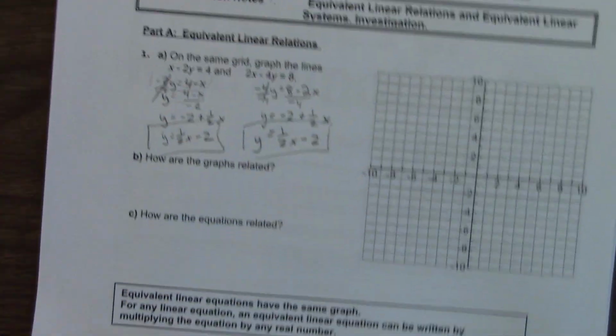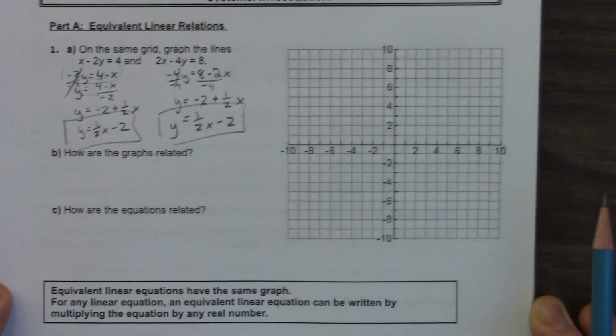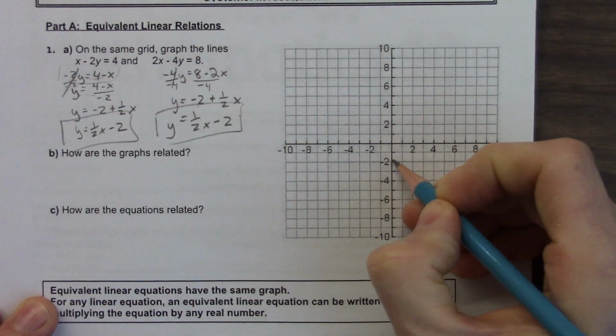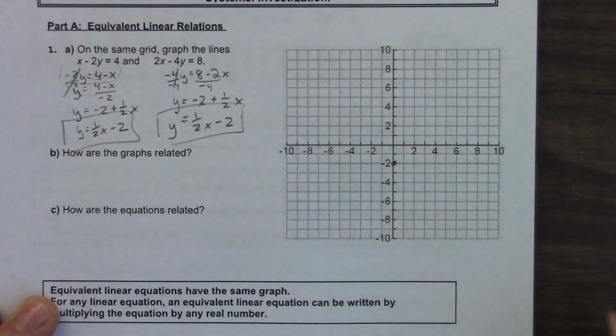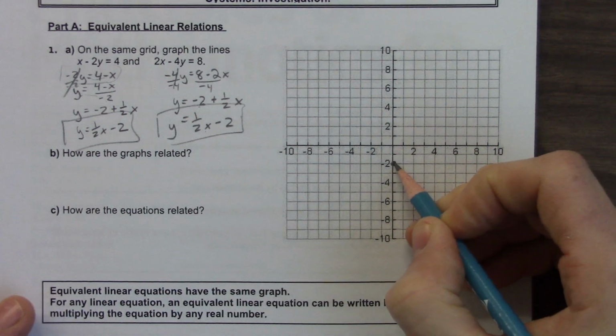We know that the y-intercept for both of these lines, since it's the same line, is what? What is the y-intercept? RC? Negative 2, good. So negative 2 is on the y-axis here. All right. And now I know what is my slope.